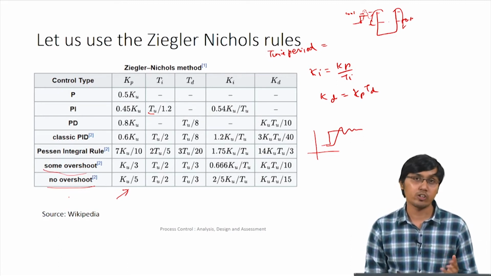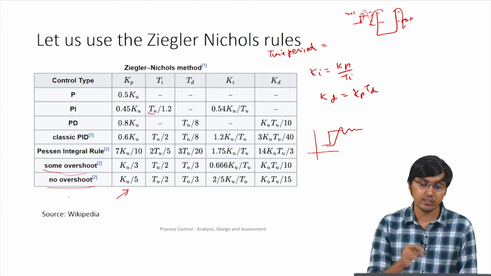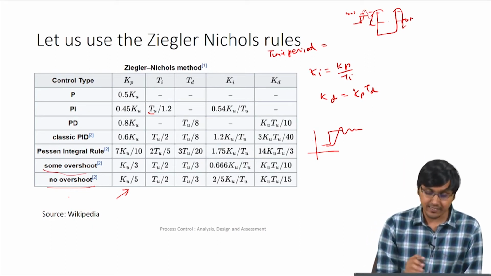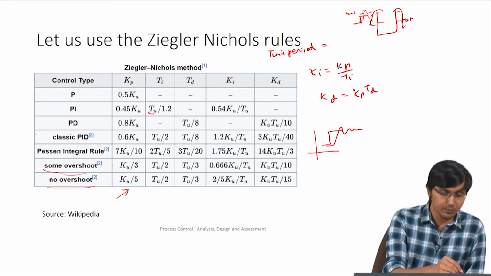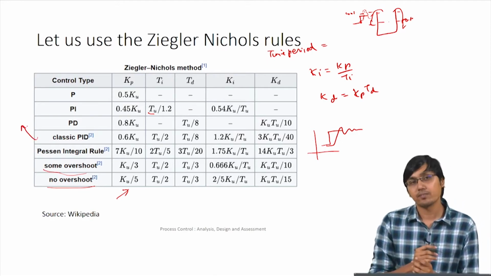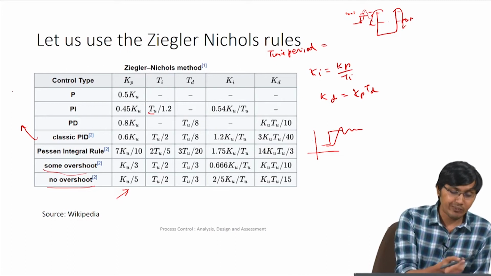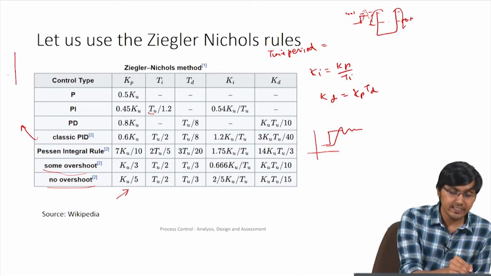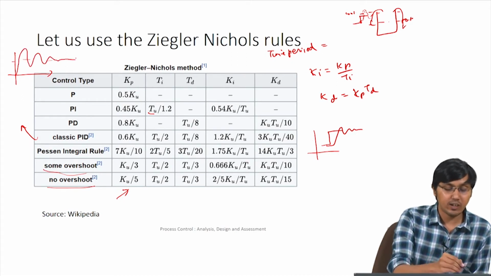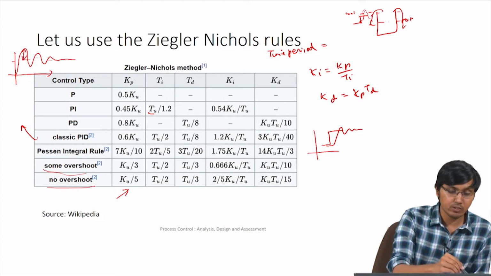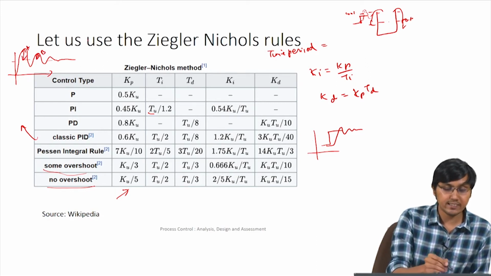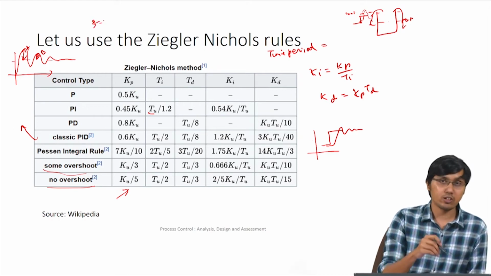You can do the literature survey, find it out, and then substitute and see what happens. And this classic PID is another thing that mostly people use. Why it is interesting is because it says I will have a decay ratio of 1/4. So if you have something like this, settling like this, and you see this amplitude, say you call it A, and this amplitude, you call it B, then what it says is B will be 1/4 of A.